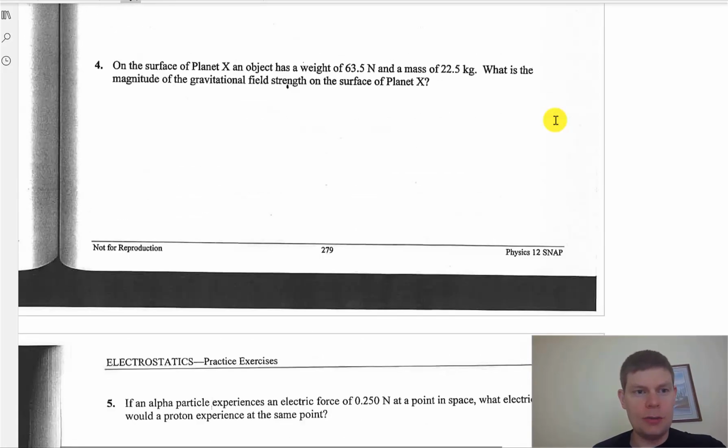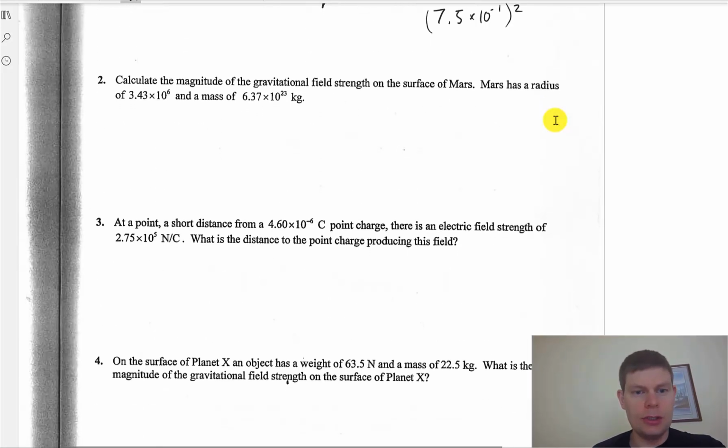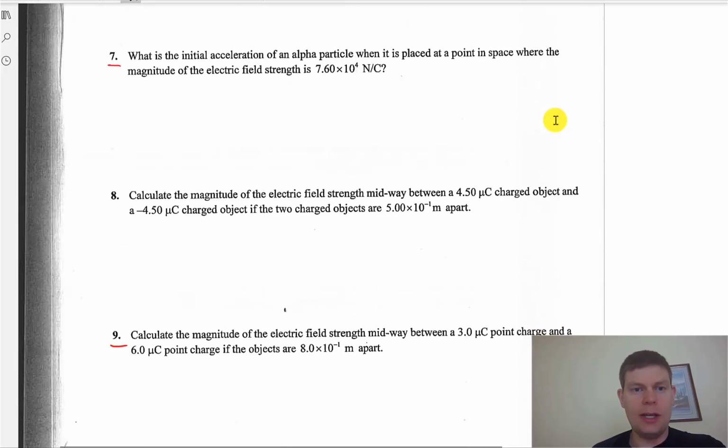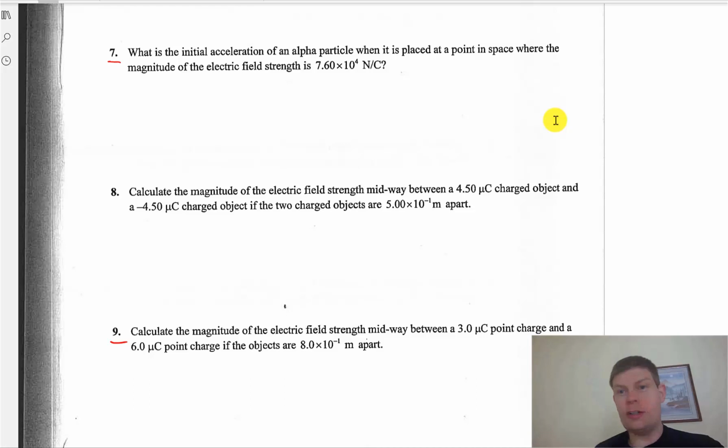Next one I wanted to mention was number 7, skipping way ahead. This one involves an alpha particle and has sort of a tricky piece to it. So let's do it. First thing we'd like to do, we've got the electric field strength, we'd like to find the force.